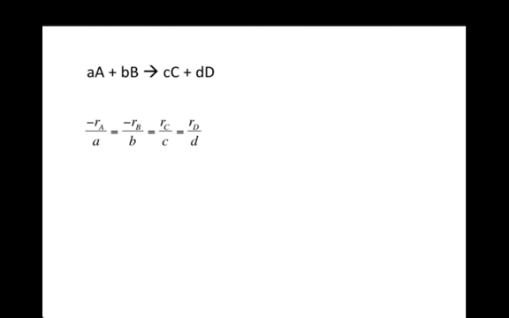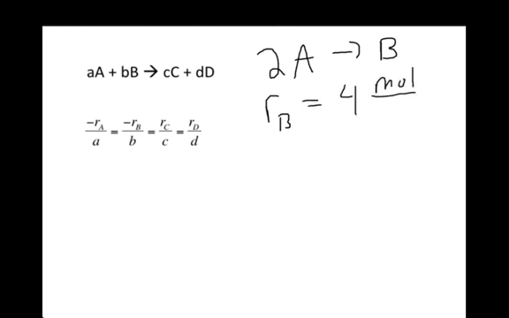This can be demonstrated if we take an equation like 2A goes to B. And let's say that we know that the rate of formation of B, r_B, is equal to 4 moles per cubic meter per second. Then our rate of disappearance of A, minus r_A, over our stoichiometric coefficient, which in this case is 2, is equal to our rate of formation of B, a product, which is 4, over its stoichiometric coefficient, which is 1.